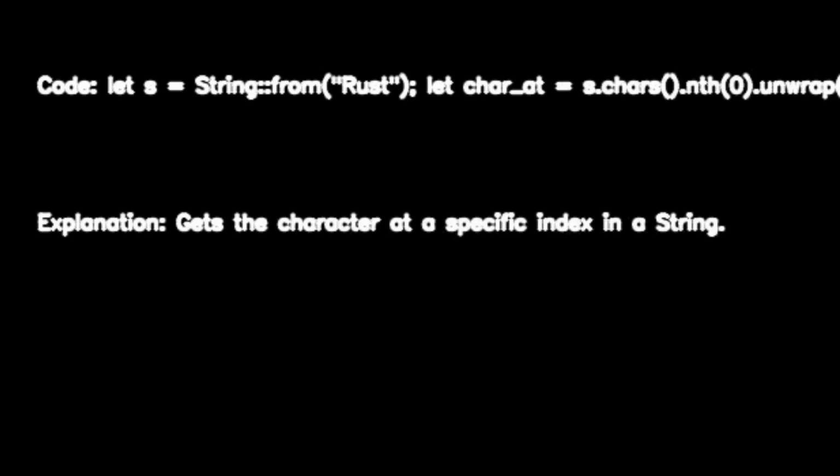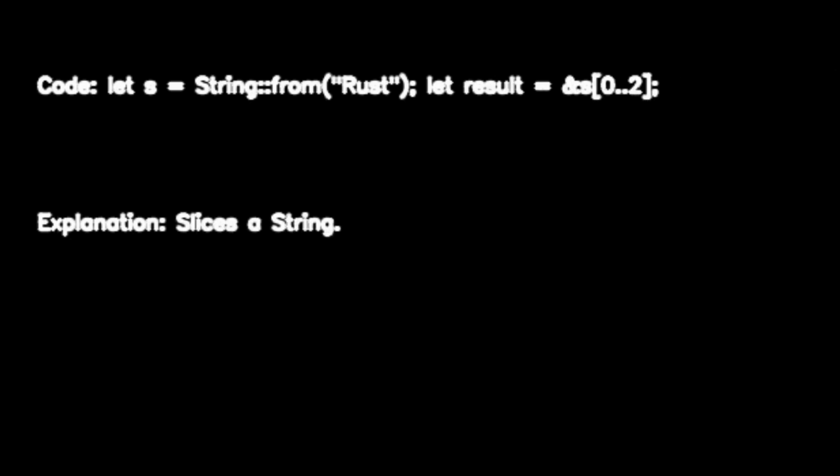Code. let s = String::from("Rust"); let char_at = s.chars().nth(0).unwrap(); Explanation: gets the character at a specific index in a string. Code. let s = String::from("Rust"); let result = &s[0..2]; Explanation: slices a string.